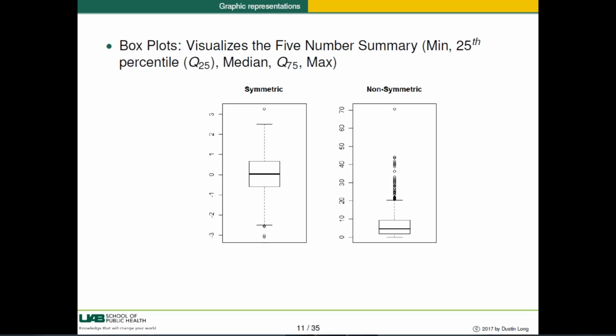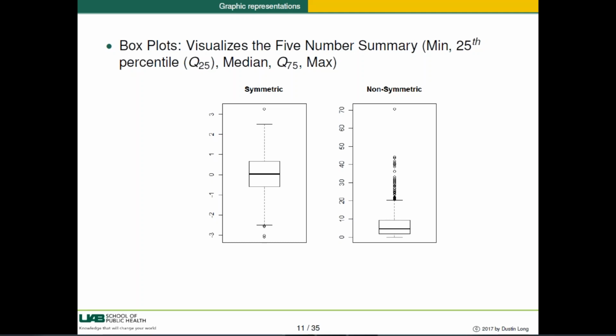But basically, this bold bar in the middle is the median. And then there's a box that's drawn at the 25th percentile and the 75th percentile. So in theory, the middle 50% of my data is in that box. And that's where it gets its name, box plot. And then you have these things going off the ends, which are sometimes called whiskers.